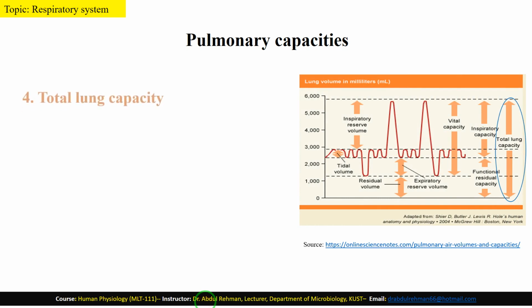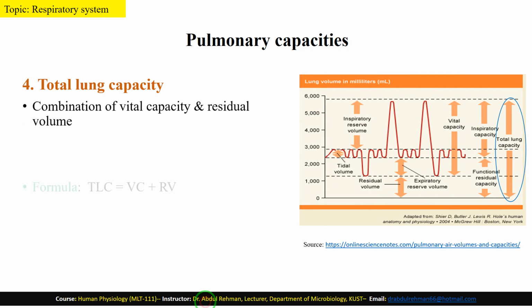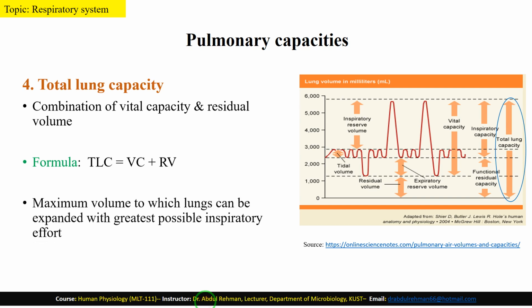Total lung capacity is the combination of vital capacity and residual volume, and it is calculated by an equation: total lung capacity is equal to vital capacity plus residual volume. Vital capacity is 4600 ml, while residual volume is 1200 ml. By putting their values into the equation, we get the total lung capacity, that is 5800 ml, which describes the maximum volume to which the lungs can be expanded with the greatest possible inspiratory effort.